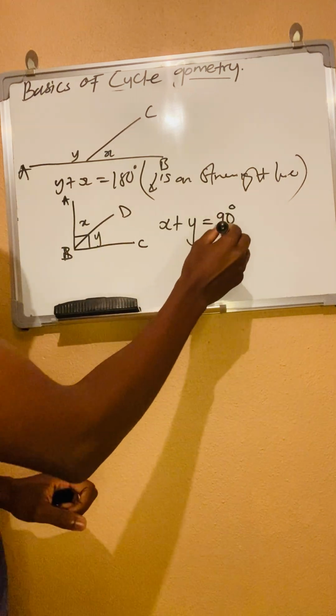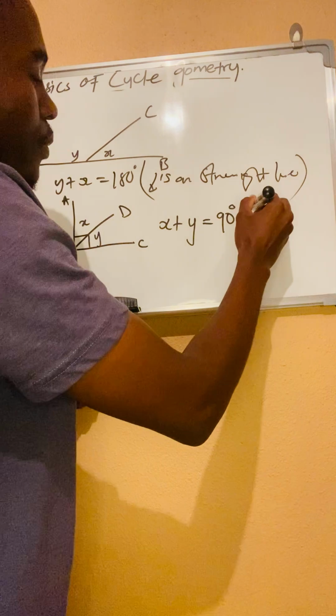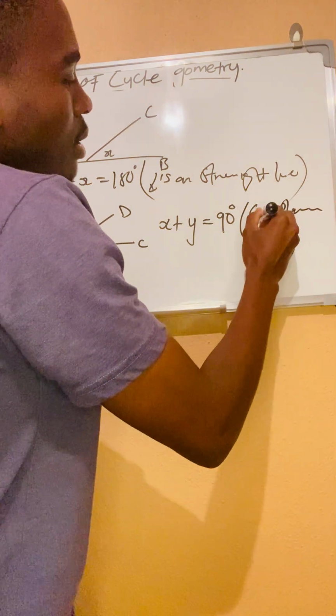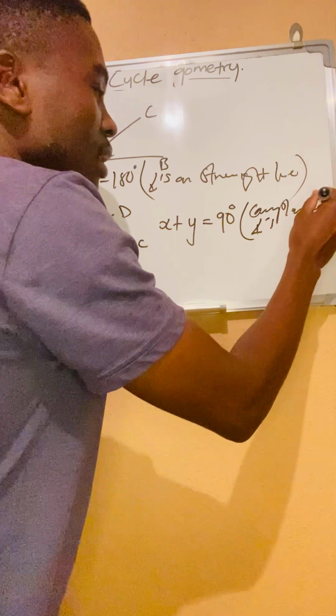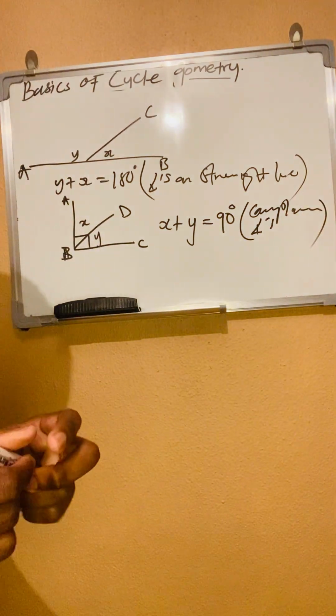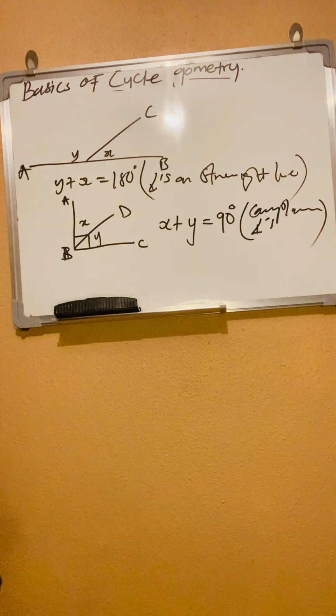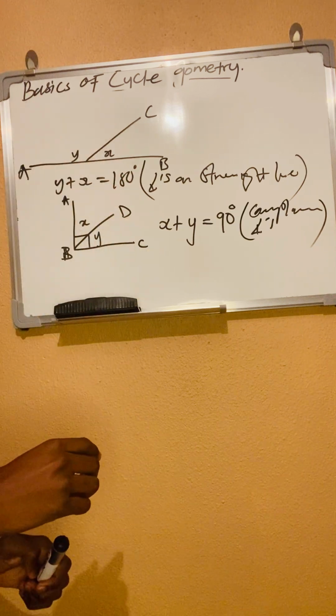Or we can say, reason: it's complementary angles. Complementary angles are angles that add up to 90 degrees when you add them. So that's those two. That's what you have to know.